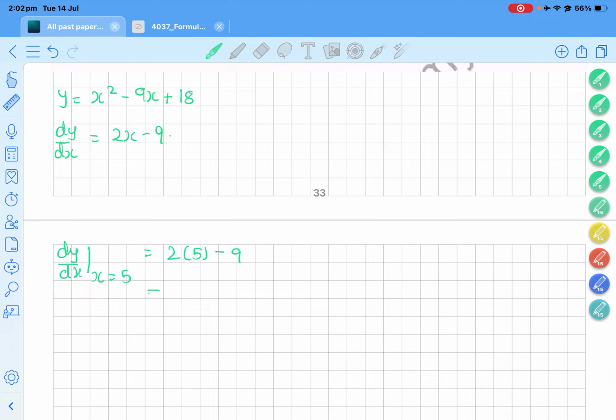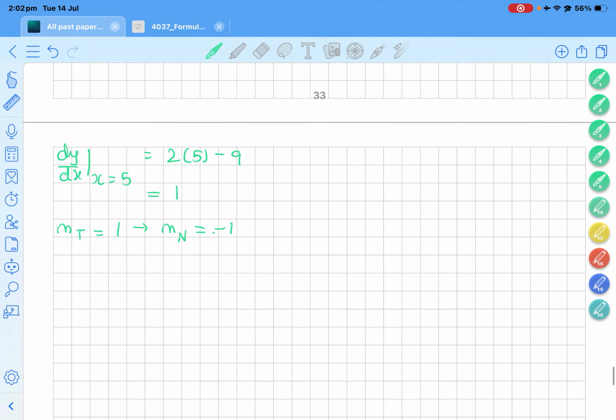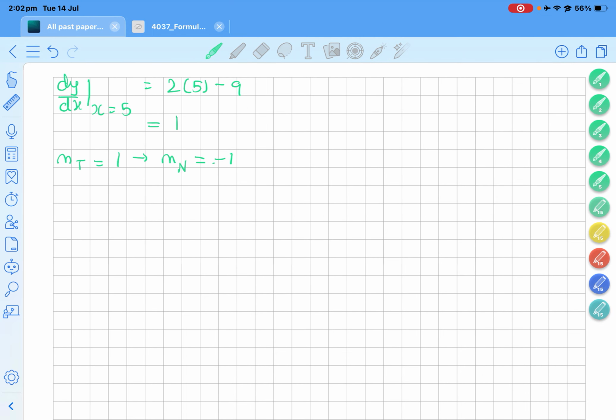And this is 1, so m of the tangent is 1, so m of the normal, gradient of the normal should be minus 1, because mt into mn are perpendicular equations, so m1 into m2 is always equals to minus 1 if they're both perpendicular. So minus 1 over 1 is minus 1. So now you can write this in the form y is equals to mx plus c. So m is minus 1, so minus x plus c.